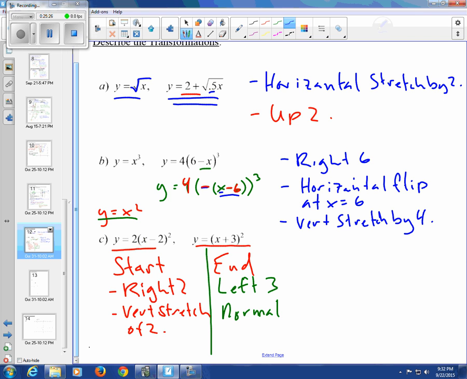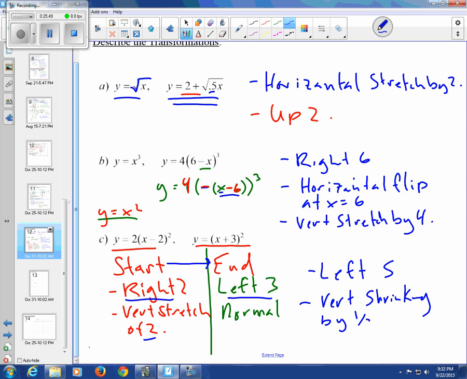So right here, from the start to the end, we've gone from right 2 to left 3, so that means we've gone left 5. And right here we've gone from a vertical stretch of 2 back to normal, so that means we are vertically shrinking by 1/2, right, in order to get that graph back to normal from a vertical stretch of 2.